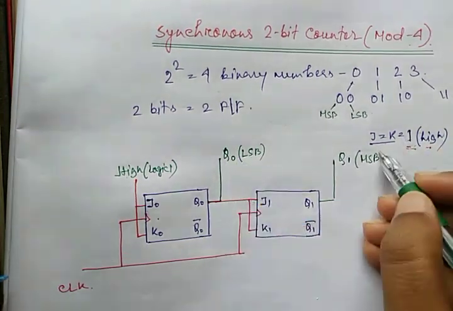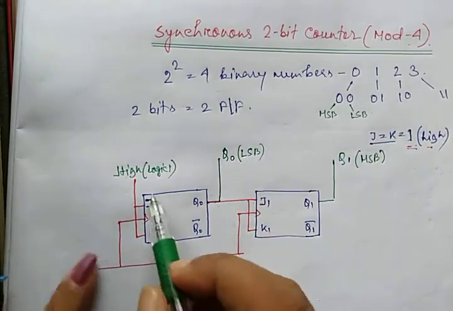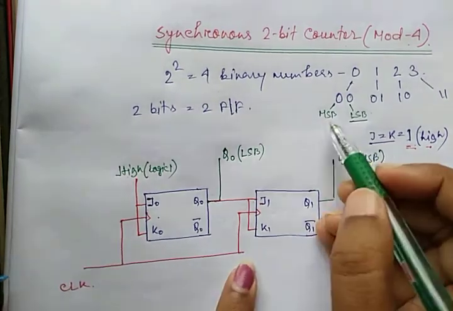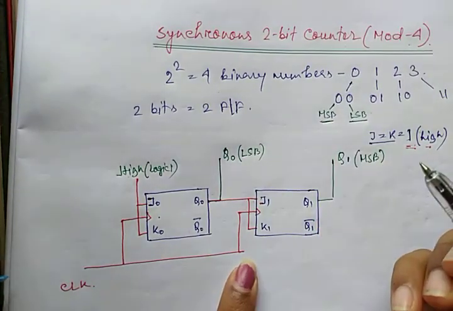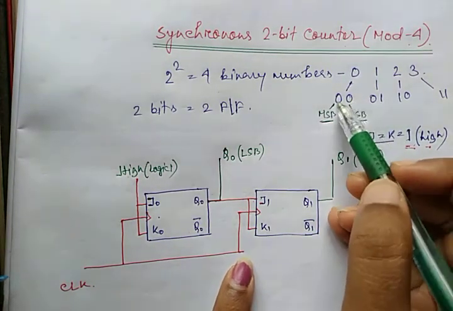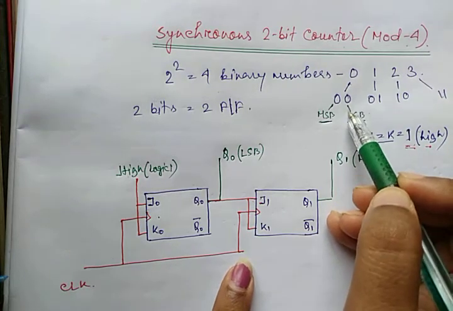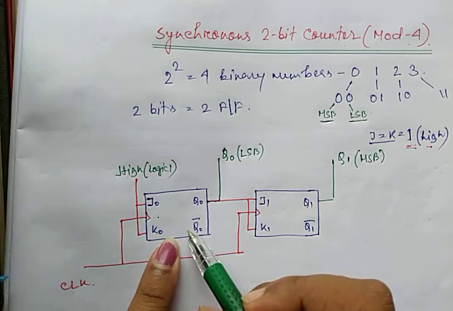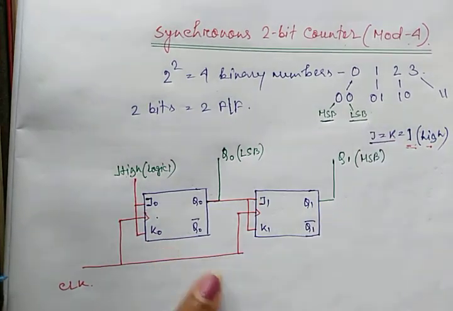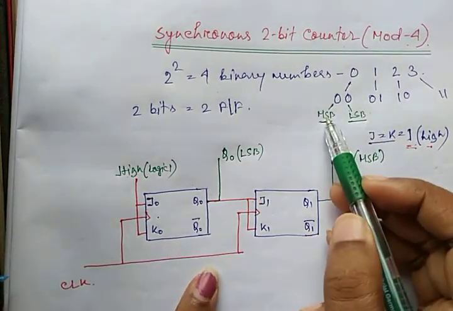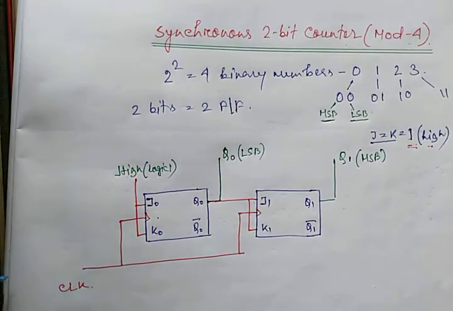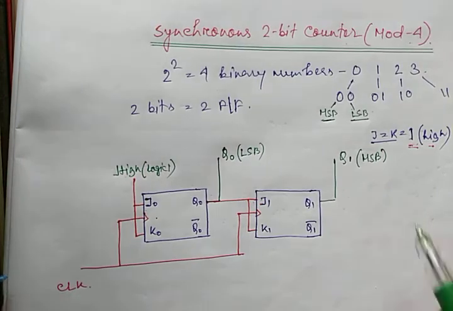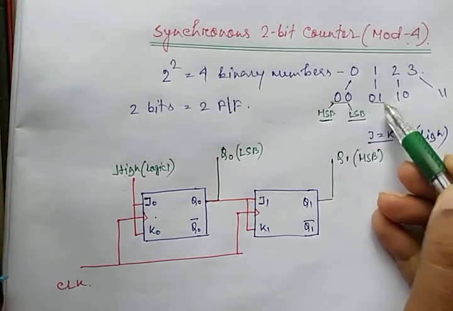Yes, it stores the MSB. That is, the first flip-flop stores the LSB value and the second flip-flop stores the MSB value. Clear? Although the LSB is stored on the right-hand side, in the flip-flops the first flip-flop holds the LSB value and the second flip-flop holds the MSB value. Okay, from the truth table we can see how we get this output line.